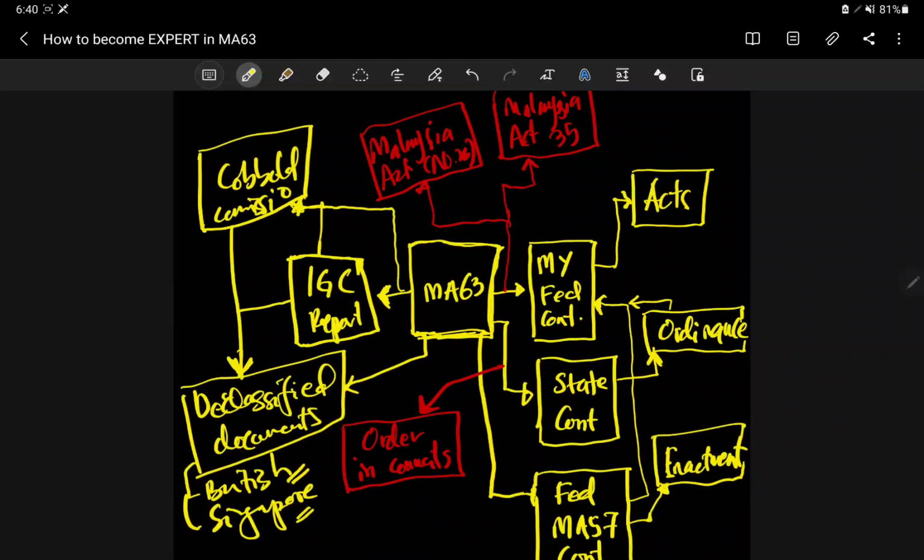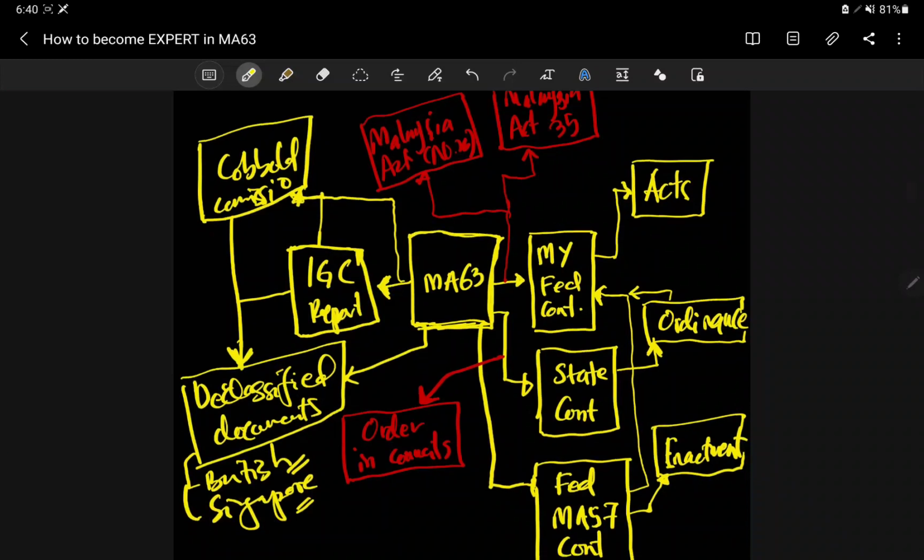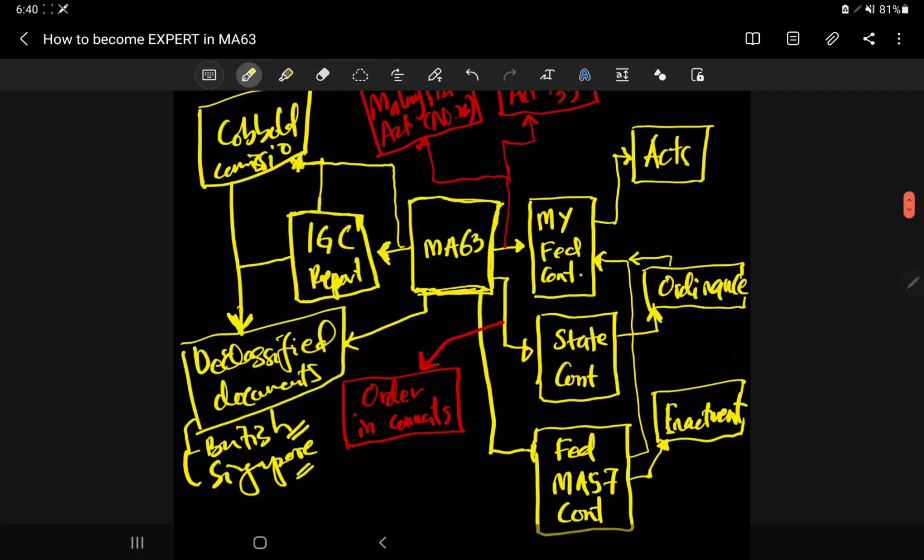And some declassified documents are not yet digitized, so I think you may need to pay or something. There is some procedure you need to follow when you want to retrieve them from Kew in London or in Singapore. But the documents are there. At least you know the documents are there.